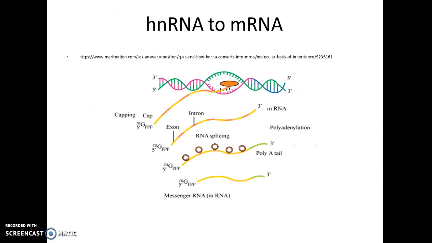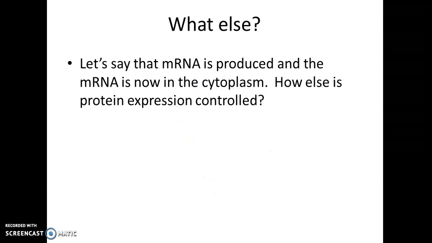And here's a picture of the 5' cap being added, the 3' poly A tail, and the RNA splicing. If this doesn't happen, you don't have the production of a viable protein. So what else? Let's say that mRNA is produced. So far we have transcription happen, mRNA is produced. Now the mRNA is in the cytoplasm.